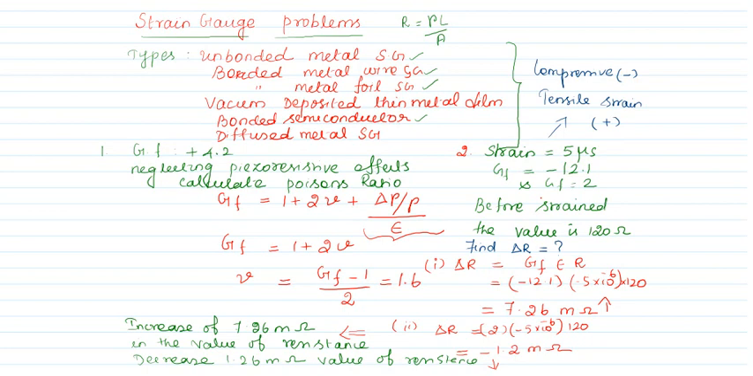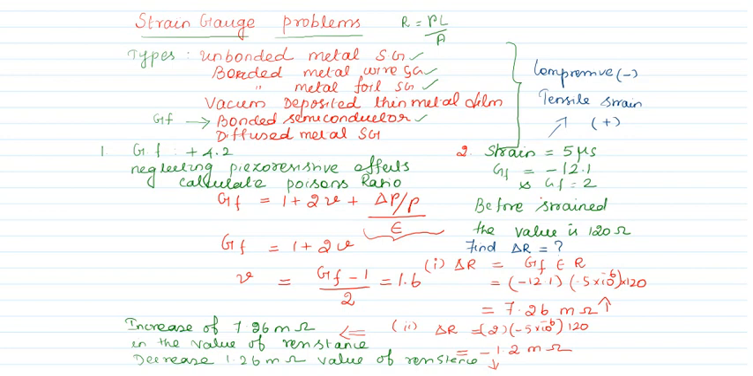Out of these types, from a research point of view, people tend to go for the bonded semiconductor strain gauge because of its sensitivity, resolution as well as good gauge factor. Here we are going to see some of the problems in the class.